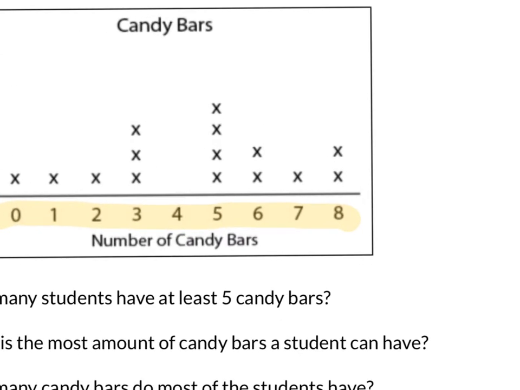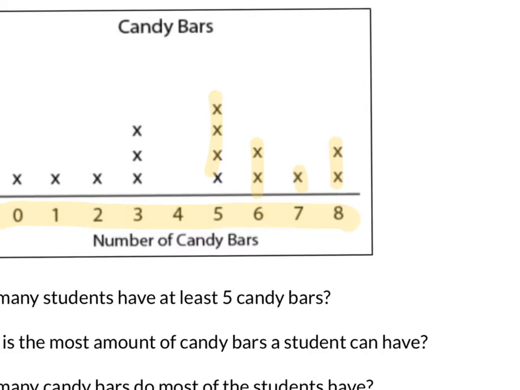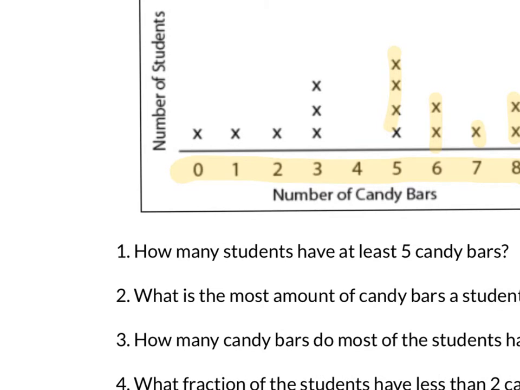So here we can see that 4 students have 5, and 2 students have 6, and 1 student has 7, and 2 students have 8. So 4 plus 2 is 6, plus 1 that's 7, plus 2 that's 9. So here we would write 9 students. It's very important to include the unit, which in this case is students.